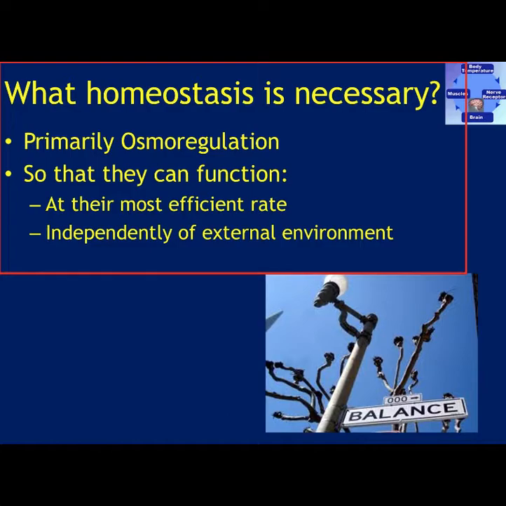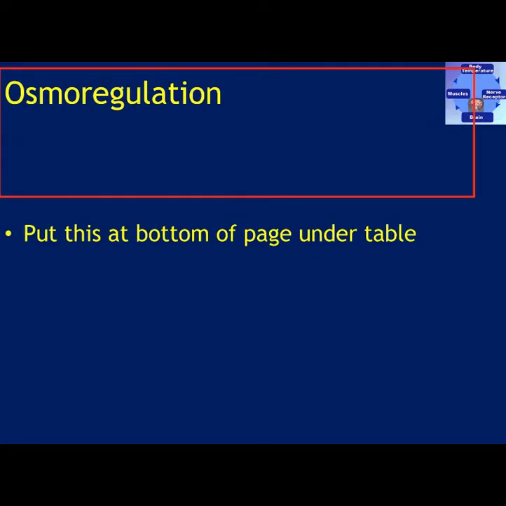So why is homeostasis necessary? Primarily for this thing called osmoregulation, and you might now have an idea what this part of the word means because we've done it in our last topic. Realistically, homeostasis helps us work at our best rate and independent of our external environment. So we're on to our second row now, first cell. Now, there is no box, I've noticed, for osmoregulation.